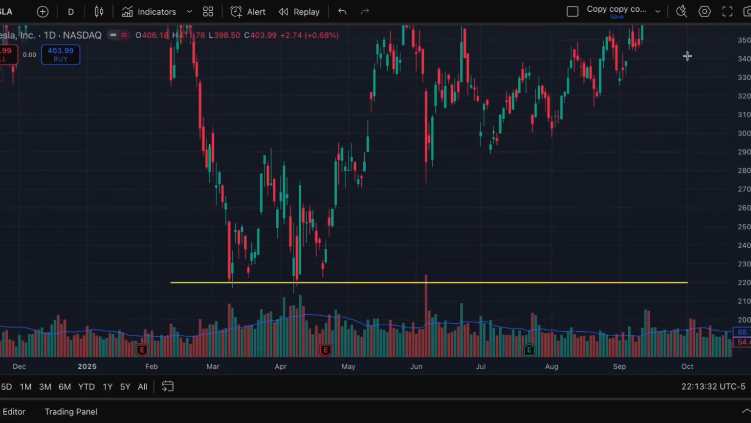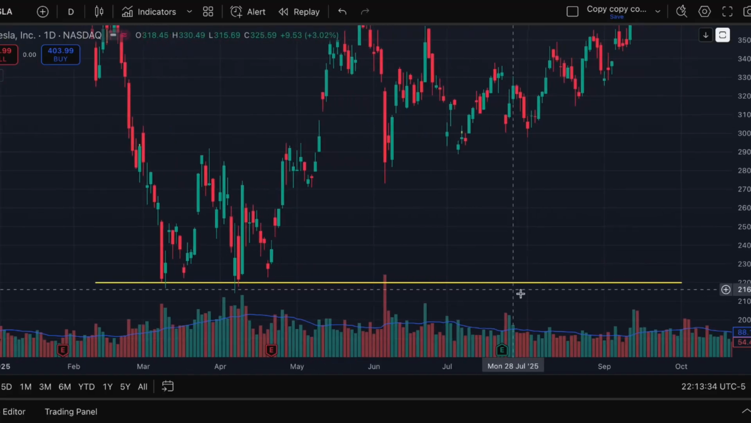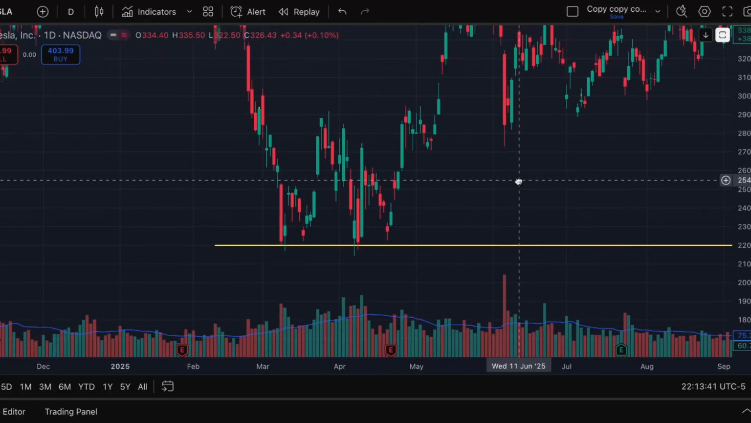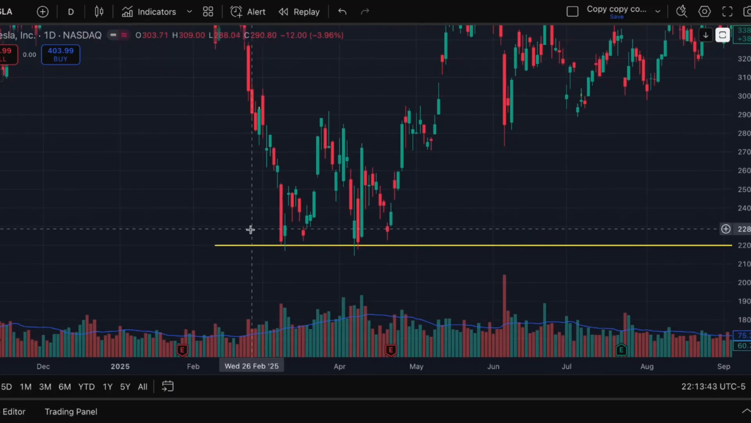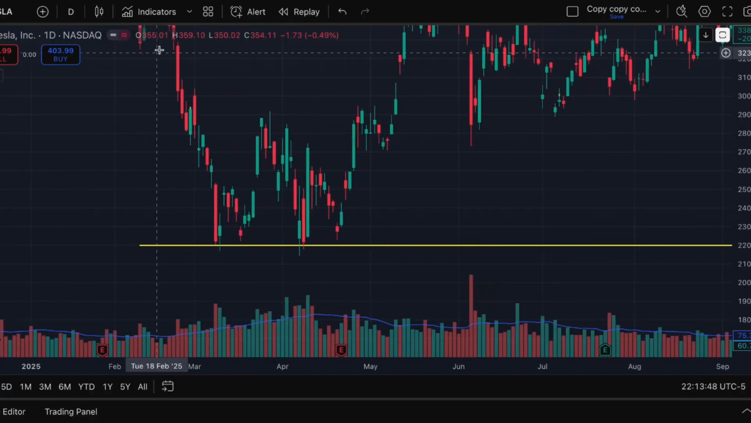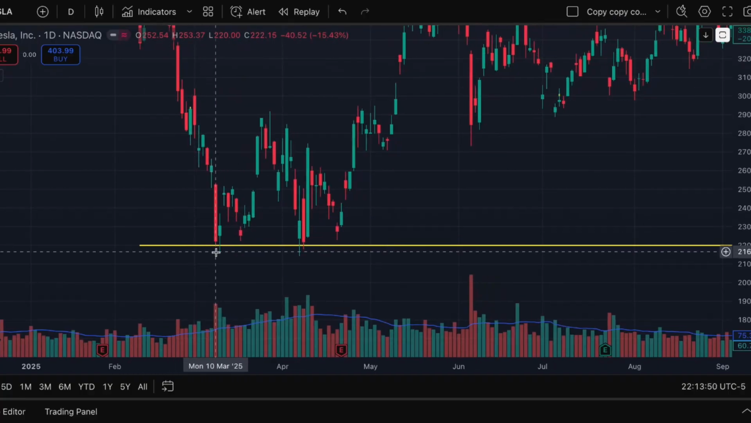Okay, so there again, this is a support. Now, this is down at 220. I don't think we're ever going to see these levels again, but that doesn't matter right now. But we can see that at this support level, price came down, tapped it, and then bounced.